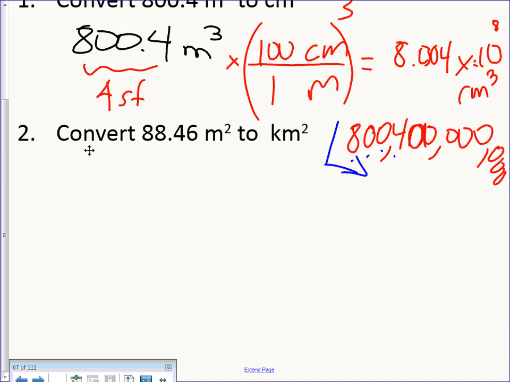So the meters cubed here cancels with the meters cubed here because this cubed is distributed, this cubed is distributed. So 3 meters cubed and 3 meters cubed cancel, leaving you with 3 centimeters cubed. Take down the wall there.